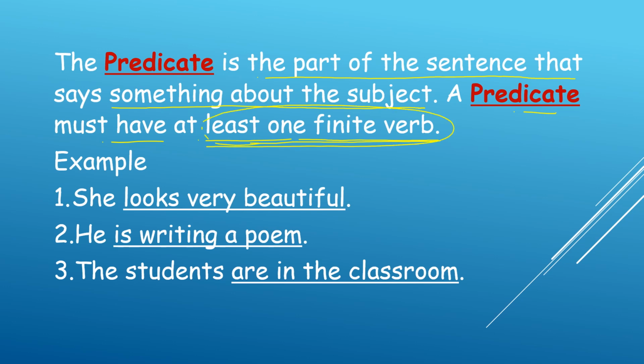Now let us see the examples. She looks very beautiful. Here we have already gone through this example. She is the subject and looks very beautiful is our predicate. He is writing a poem. He is the subject and is writing a poem is the predicate. The students are in the classroom. Are in the classroom is our predicate and our subject is the students.